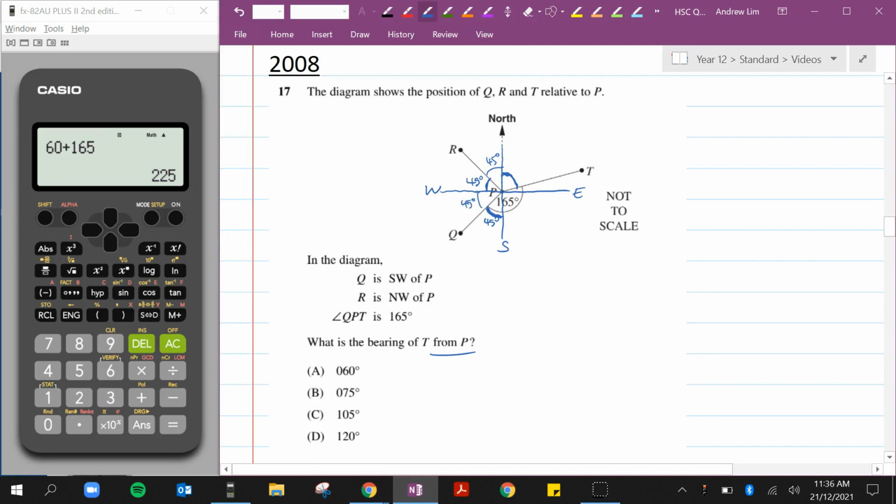Alright, so now that we know that, this is 45 down here, and this bit here is 90 degrees. What does this one have to be in order for these 3 angles to add to 165? So we have 45 plus 90, which is 135. So this one here has to be 30 degrees. And therefore, our bearing has to be 90 minus 30. That has to be 60 degrees. 060 degrees.